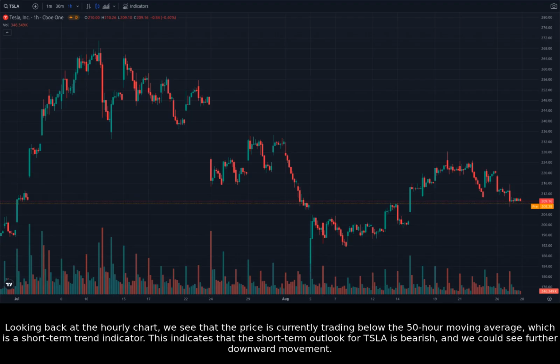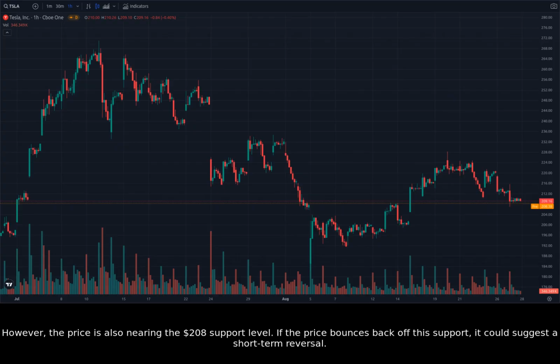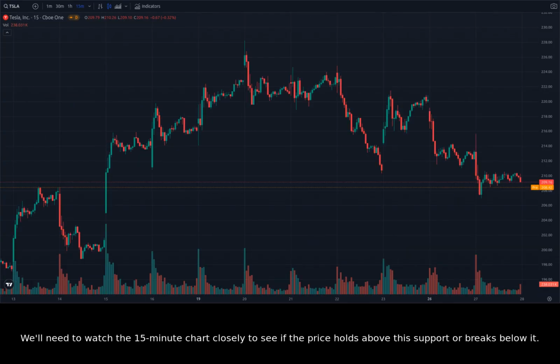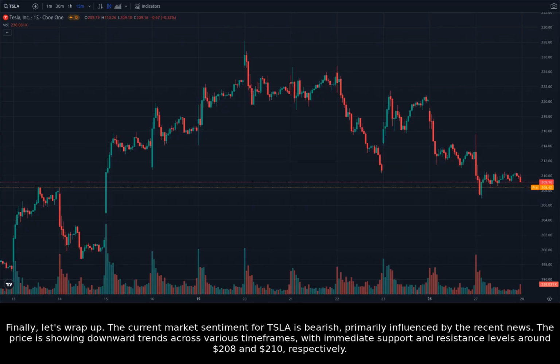Looking back at the hourly chart, we see that the price is currently trading below the 50-hour moving average, which is a short-term trend indicator. This indicates that the short-term outlook for Tesla is bearish, and we could see further downward movement. However, the price is also nearing the $208 support level. If the price bounces back off the support, it could suggest a short-term reversal. We'll need to watch the 15-minute chart closely to see if the price holds above the support or breaks below it. Finally, let's wrap up.